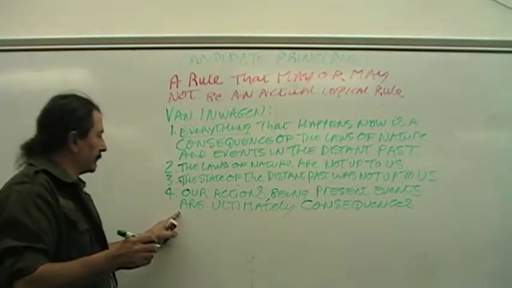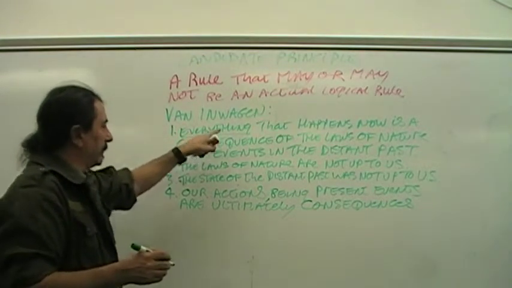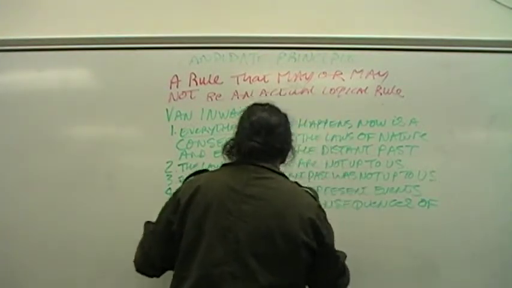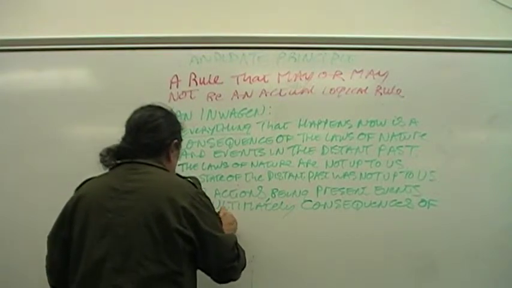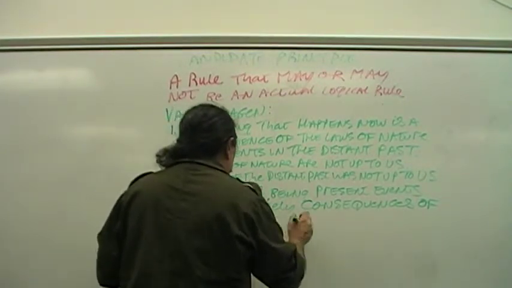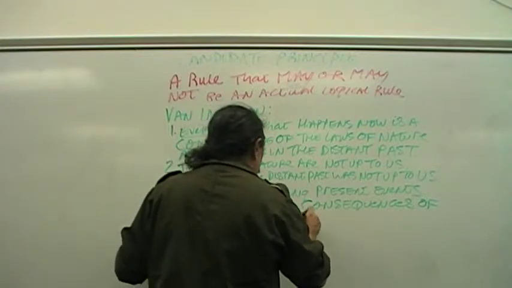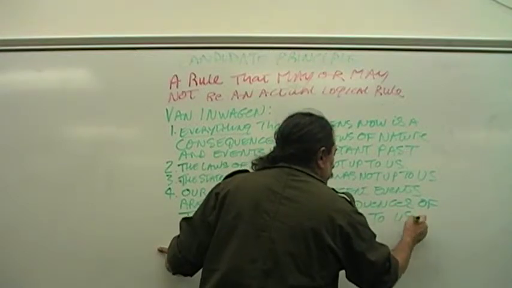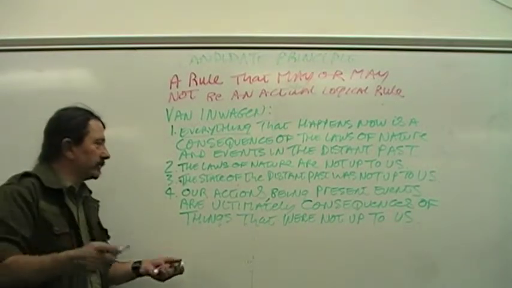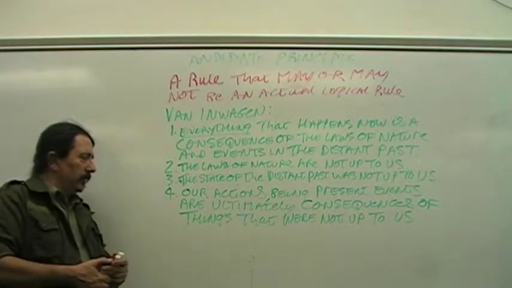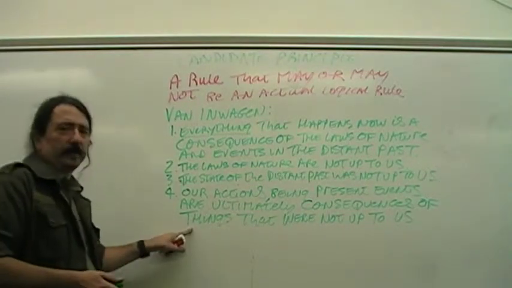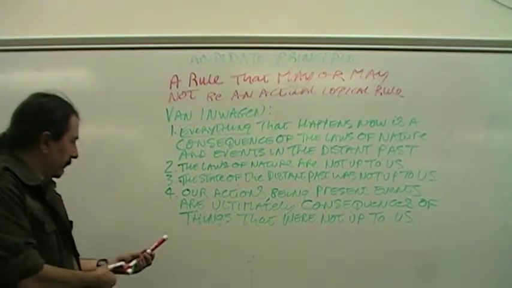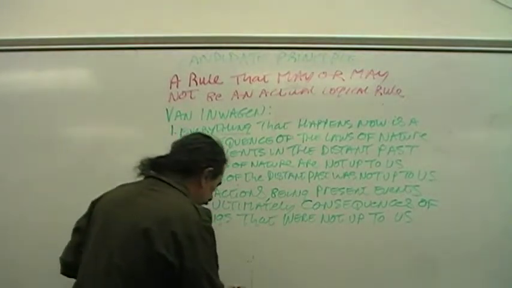Our actions, being present events, being part of this everything, are ultimately consequences of things that were not up to us. And then he draws a conclusion.